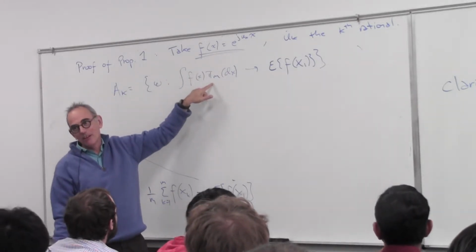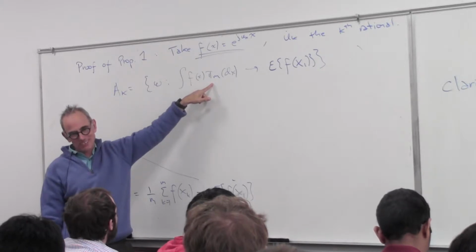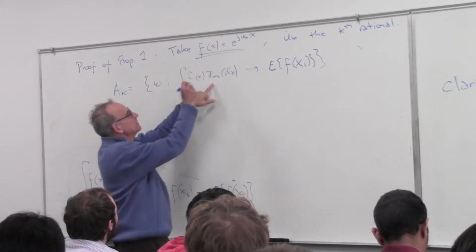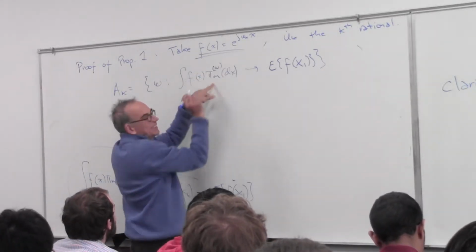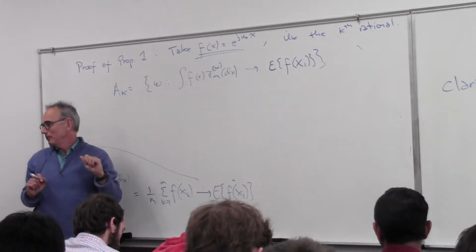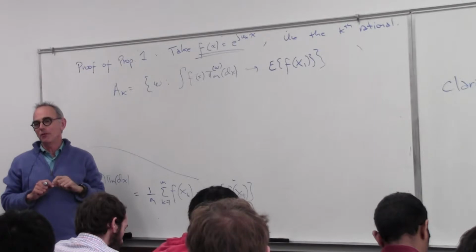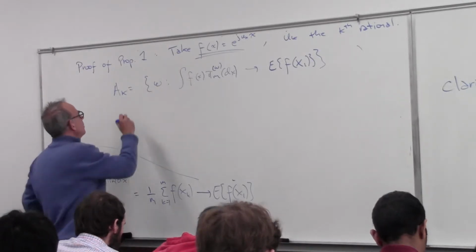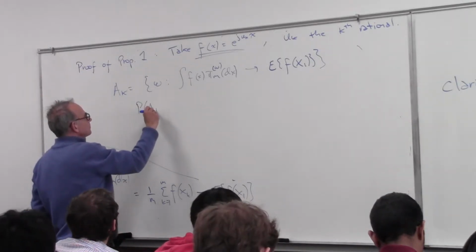So that, remember, that's a random probability measure. So the omega is hiding there. All right, so that's an event. We've discussed last time why that's an event. And the probability of A_k equals 1.